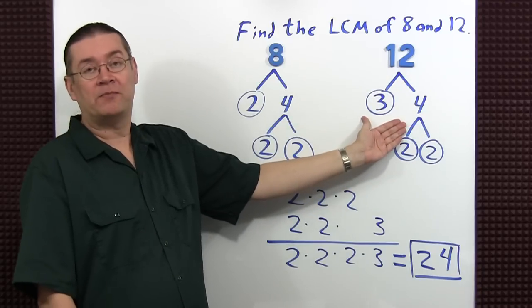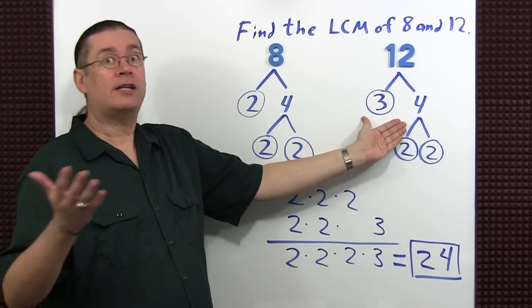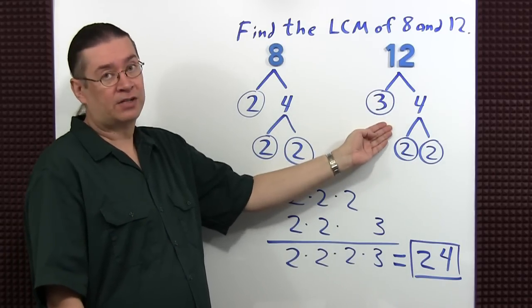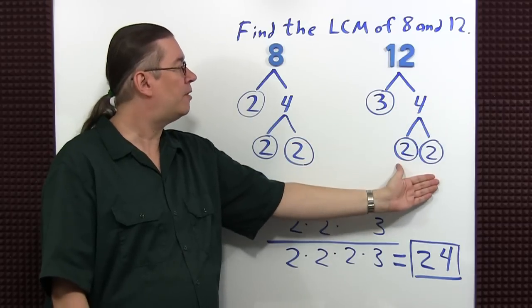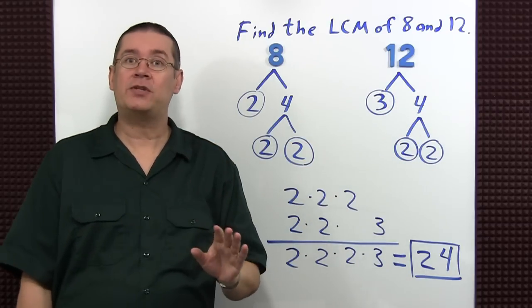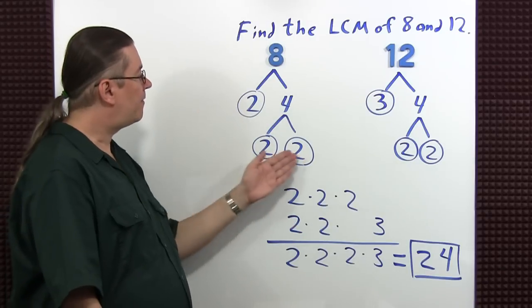How about 3 and 4? You could have also said 6 and 2. It does not matter. 3 is prime, so I circle it. Keep factoring the 4, and you get 2 times 2. Circle those.